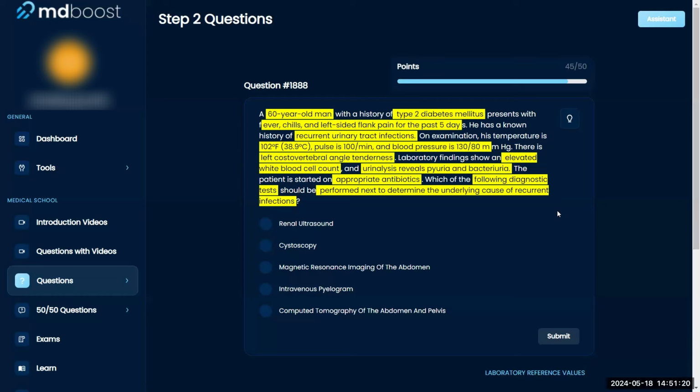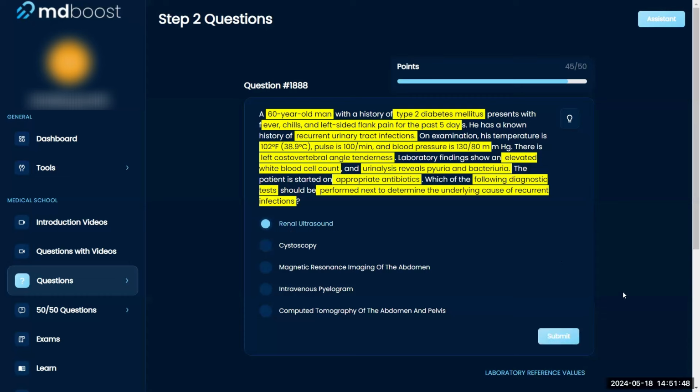But with the history of recurrent UTI, I think the best answer in this case, you want to evaluate, number one, is there any renal abnormality that is causing this? Is there some sort of obstruction? Is there a reflux? So I'll go with the renal ultrasound.